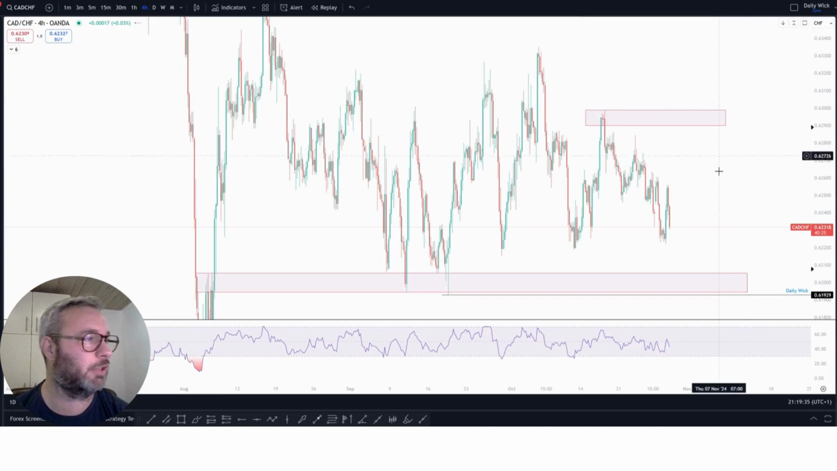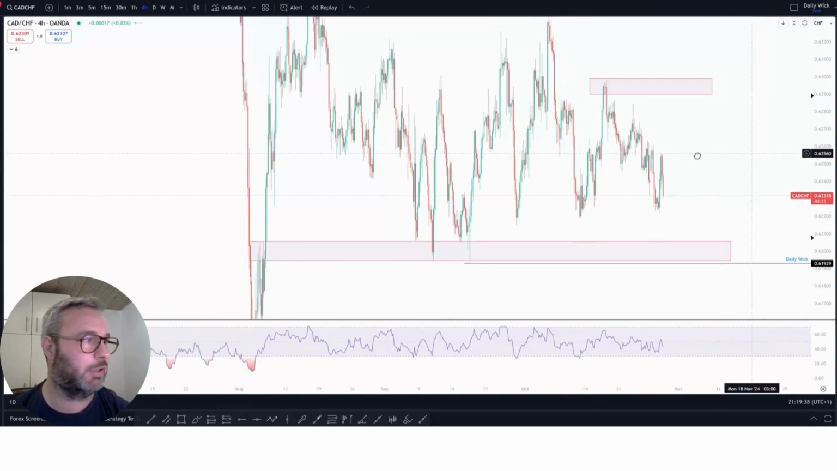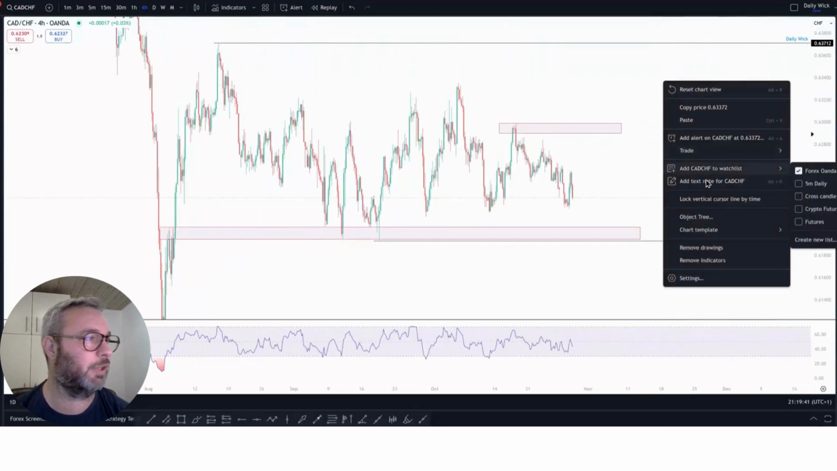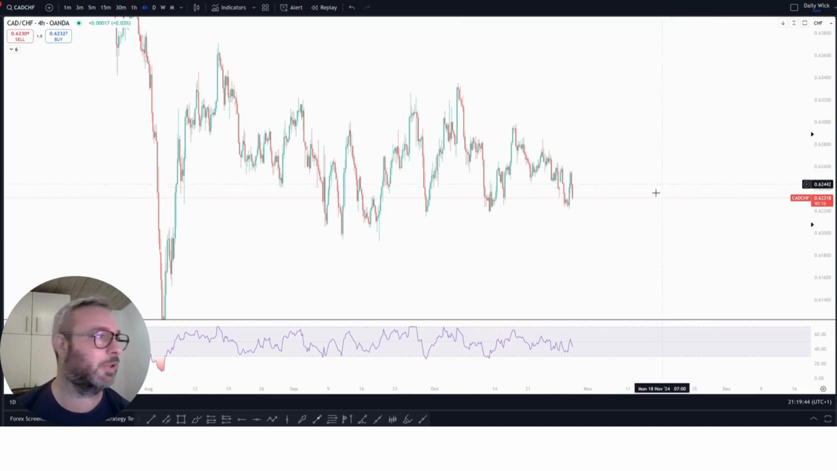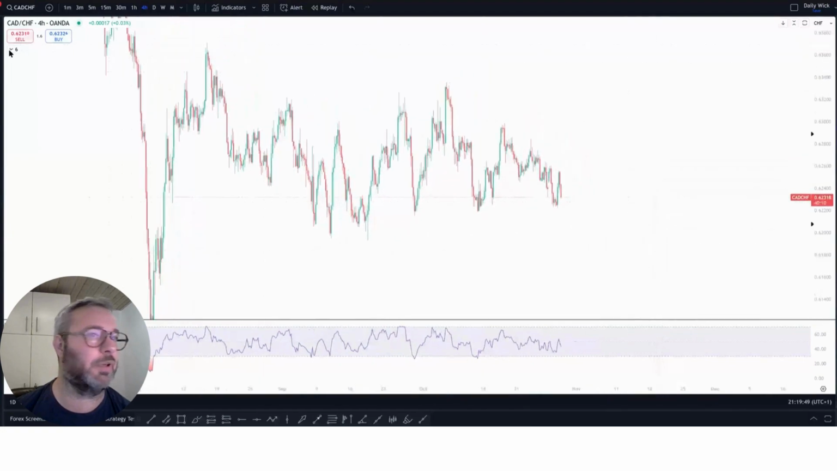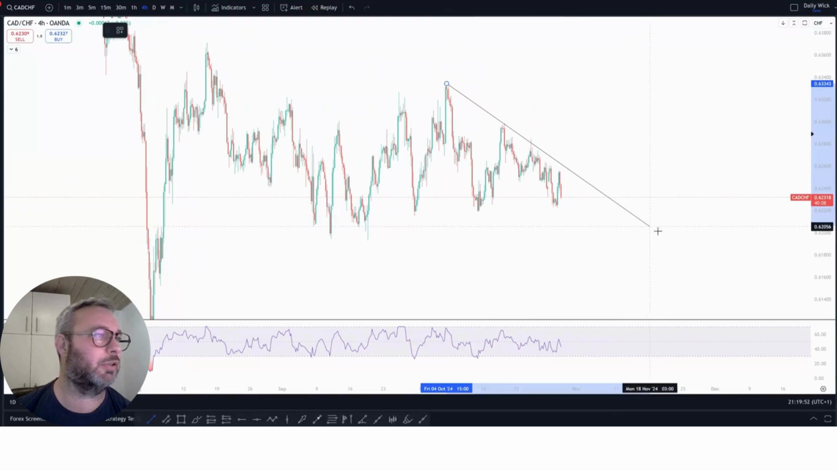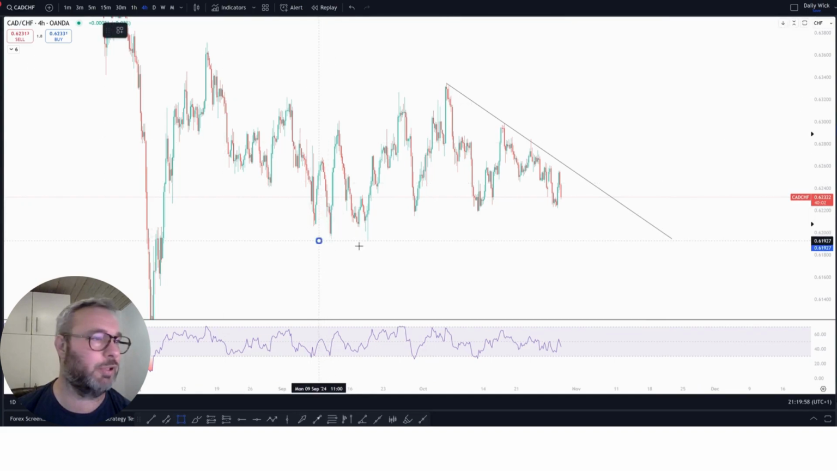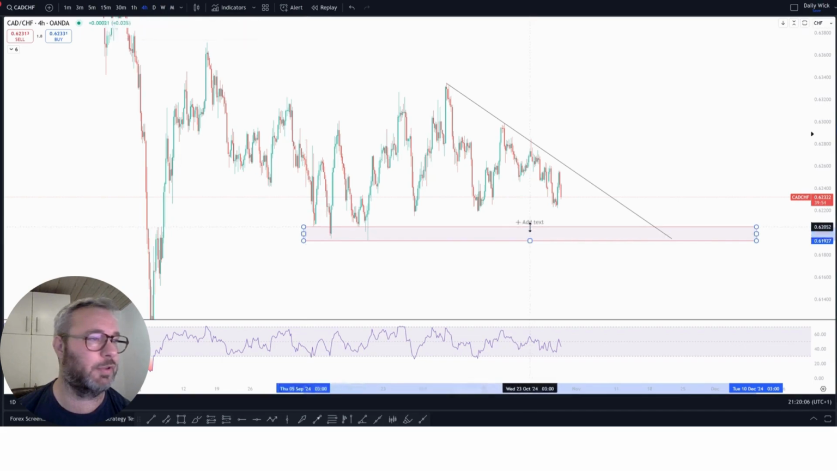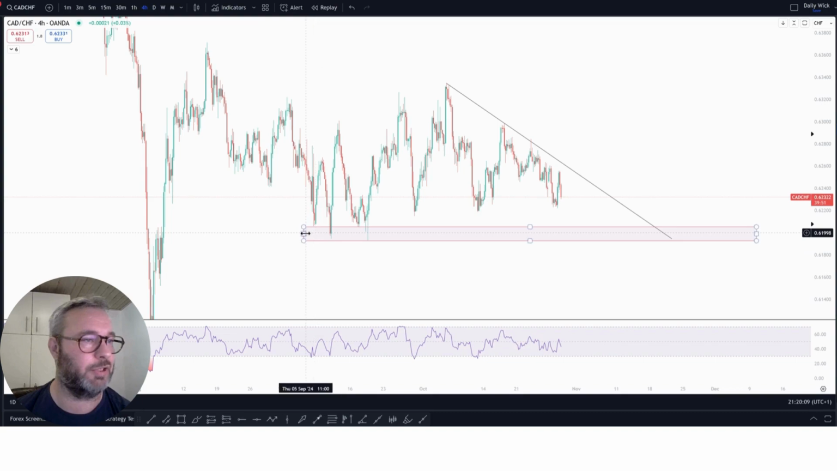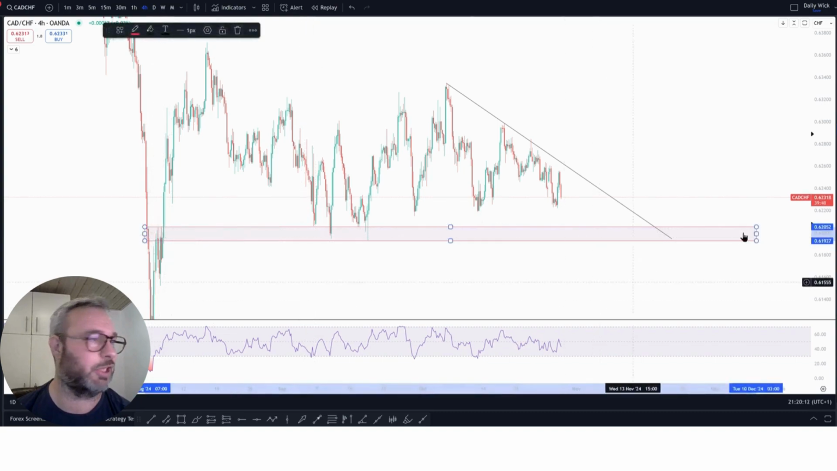So next pair, CAD CHF. Yeah, let's remove them. So what do we have? We have a trend line up here, down here. And we have a support level here, something like this. Just so it fits here. It also fits with these rejections. And an alert here.